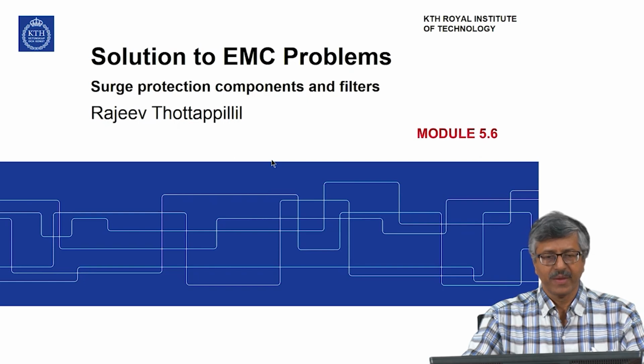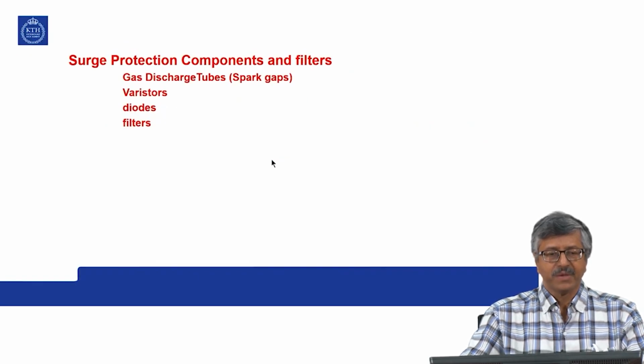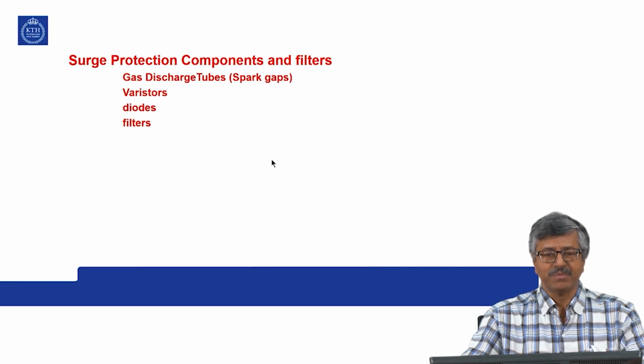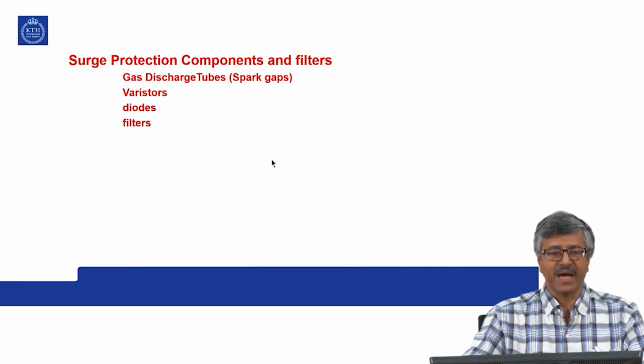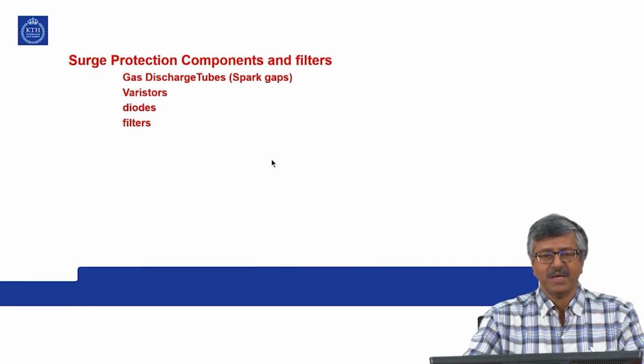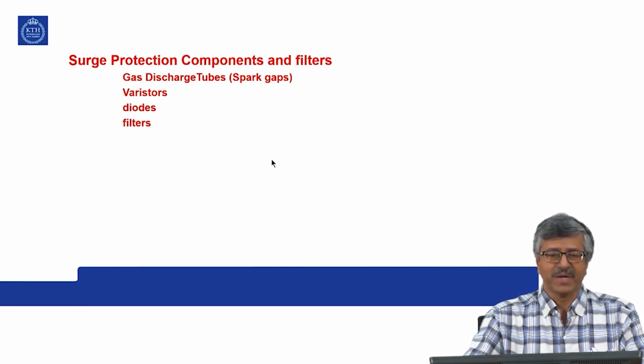Solution to EMC problems, surge protection components and filters, module 5.6. So, here we will describe gas discharge tubes, varistors, diodes and filters. Some very basic information will be covered. For more details, you can refer to other literature.